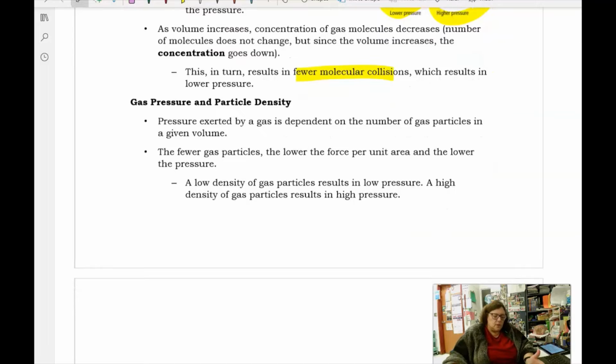Gas pressure and particle density. Pressure exerted by a gas is dependent on the number of gas particles in a given volume. The fewer the gas particles, the lower the force per unit area and the lower the pressure. So a low density of gas particles is low pressure. High density is high pressure.